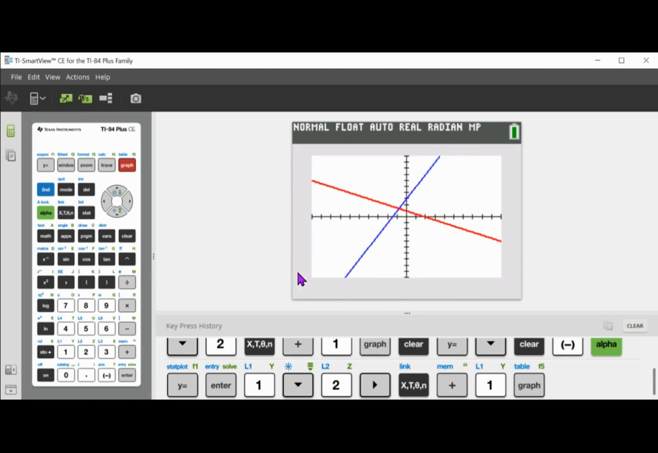And here I have two lines. These look very different from the first two lines that we graphed. So I would like for you to go practice doing this in your calculator and then sketch these lines on your notes.